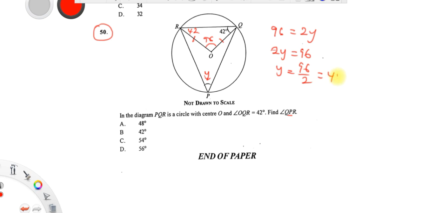So let's check whether 48 is in the answers. Yes, 48, guys. So you see, interesting. Get understanding. Don't memorize, guys. Just in some seconds, you are finished solving this question.